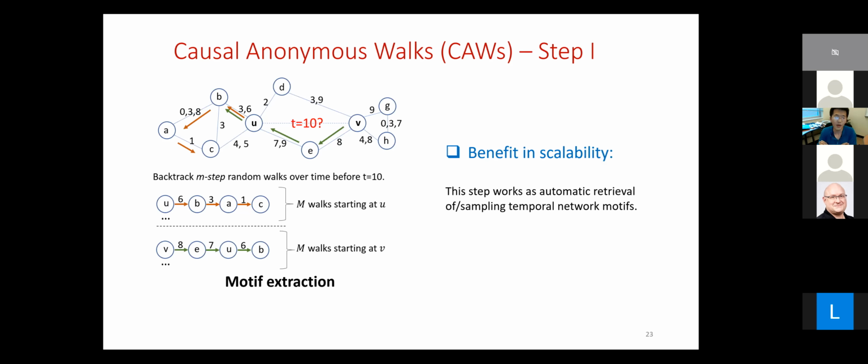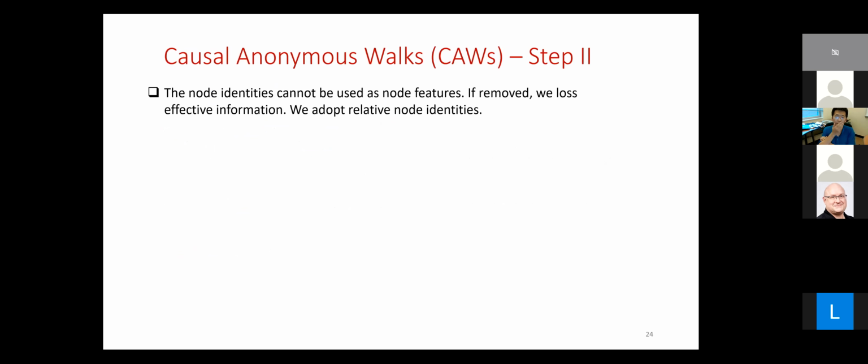You can view this procedure as a subsampling of the potential temporal network motifs, because each random walk here corresponds to a network motif. And because we are doing subsampling, this will be much more efficient. In practice, we actually see that you don't need to do much for each node. Maybe you just need 30 to 50 random walk samples. Then that's enough to give you a very good performance. So that's the first step.